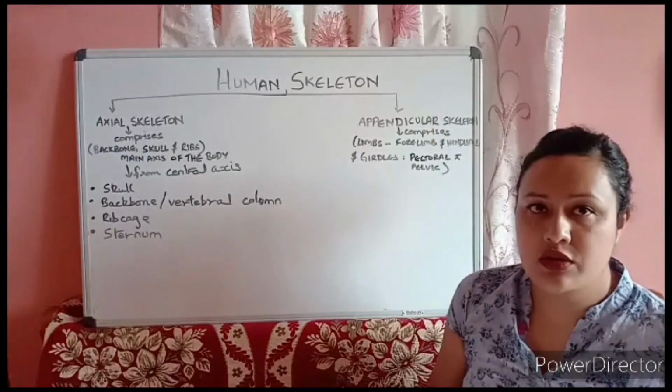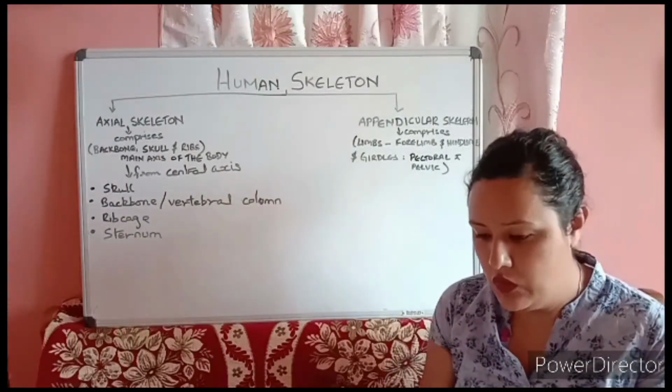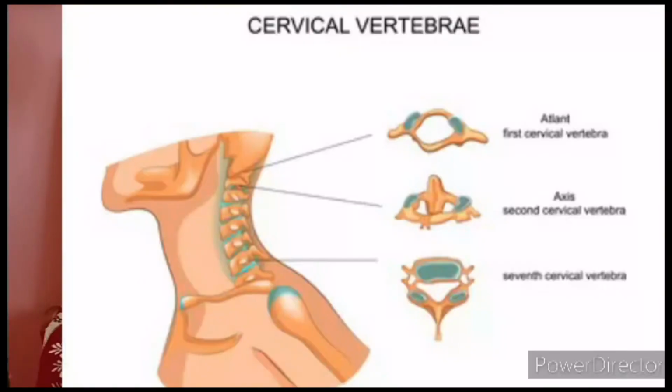Now first we are going to discuss the cervical vertebrae. Have a look there. The neck region consists of the cervical vertebrae. These are the smallest vertebrae of the vertebral column. The first two cervical vertebrae are known as atlas and axis. They are specialized to support the skull and to enable it to move.